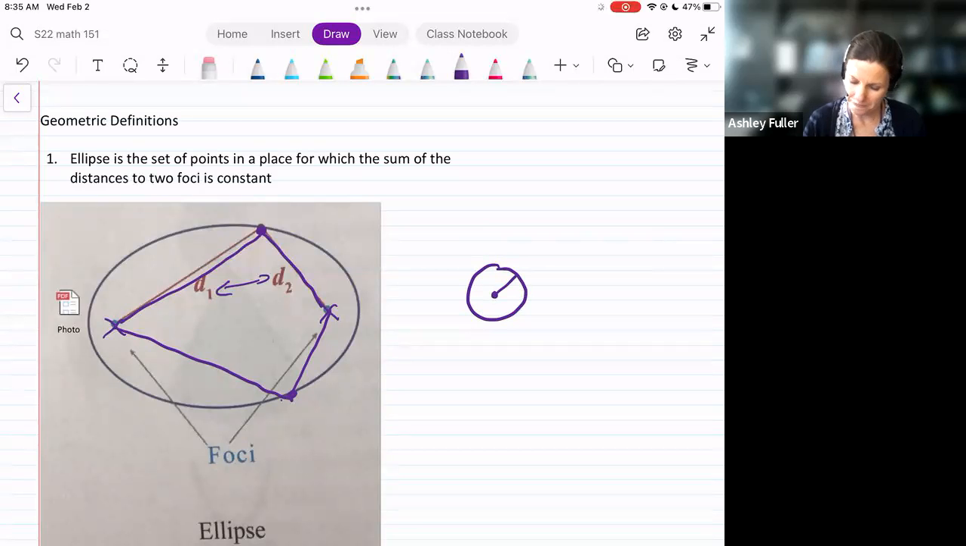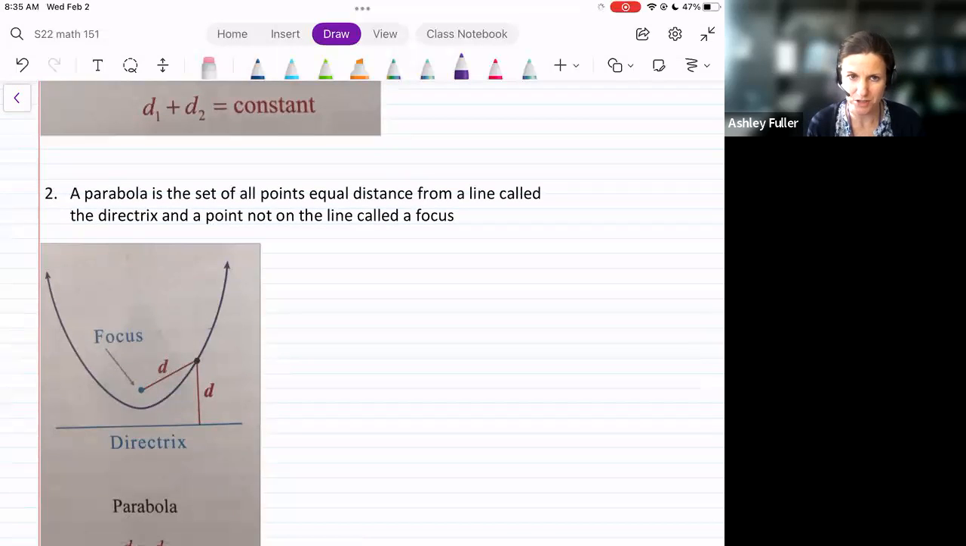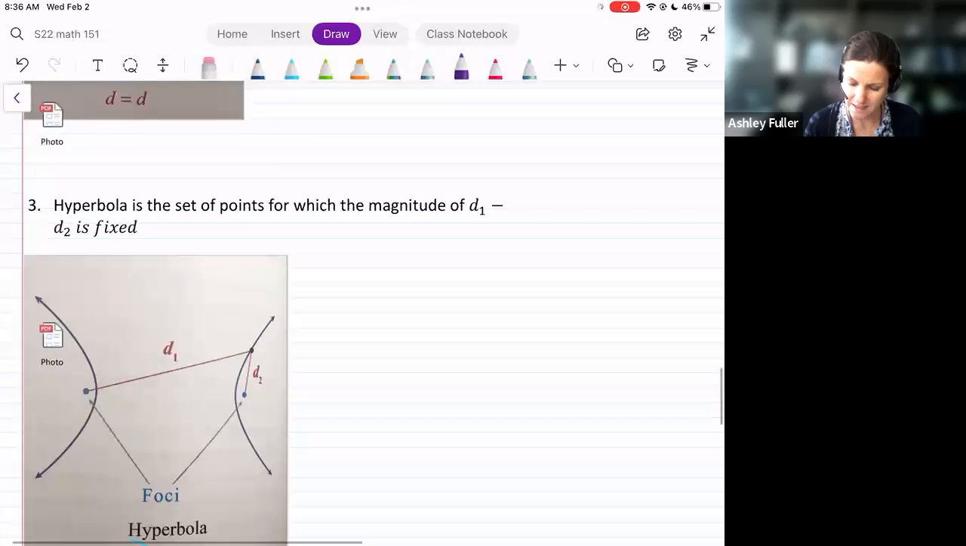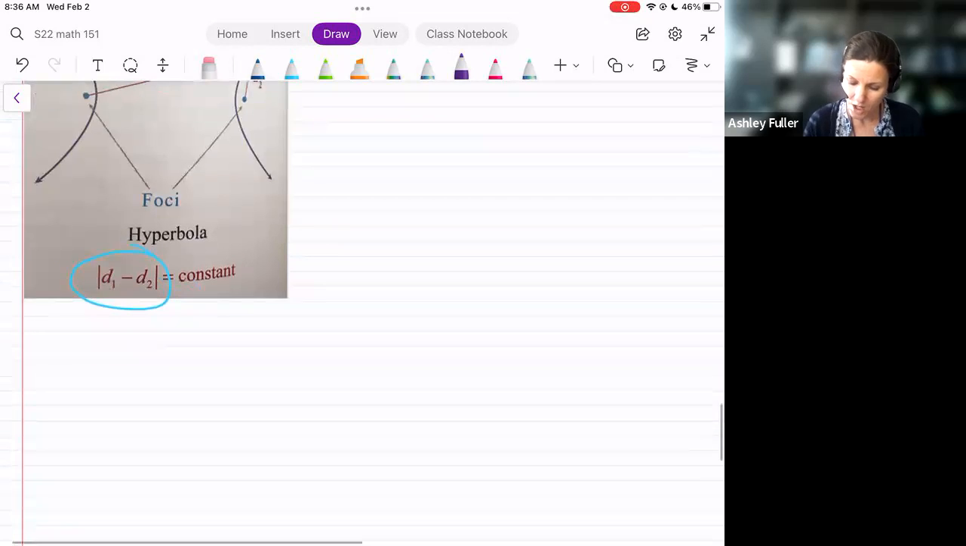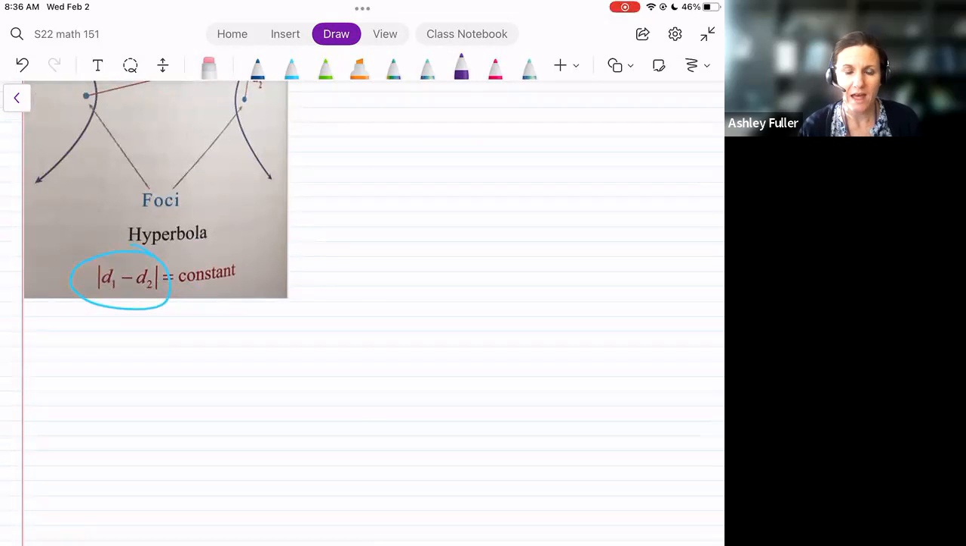For a parabola, geometrically, we define it as the set of points where the distance to the directrix and to a point not on the line are equal. So this focus, again, not on the parabola, and then a directrix, which is that line that is running opposite the focus, these distances are equal. And last but not least, the hyperbola, the distance D1 minus D2, the absolute value of that is going to be a constant. We're going to look at each of these individually. And the first one we're going to look at in our next video is the idea of an ellipse.